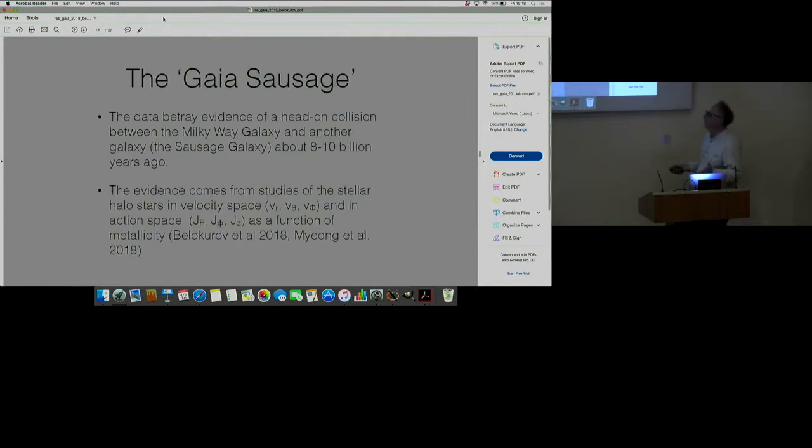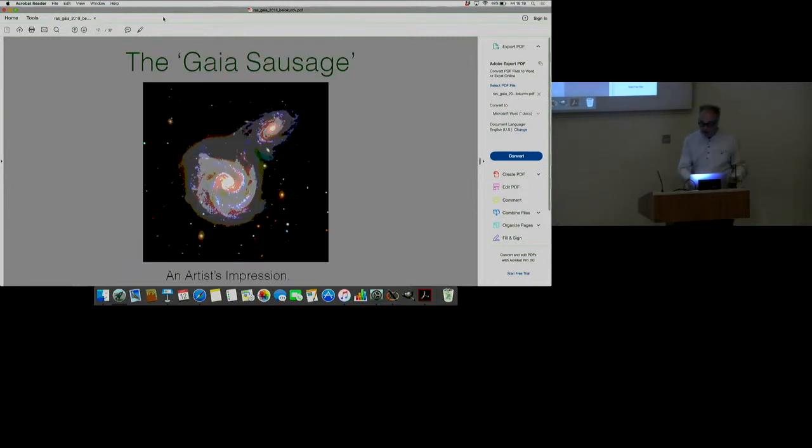How do you build this? So the claim is the data betray evidence of a head-on collision between the Milky Way galaxy and another galaxy, which has outrageously been called the Sausage galaxy, about 8 to 10 billion years ago. And the evidence comes from studies of the stellar halo stars in velocity space and in action space as a function of metallicity. And here is an artist's impression of the Milky Way galaxy and the Sausage galaxy.